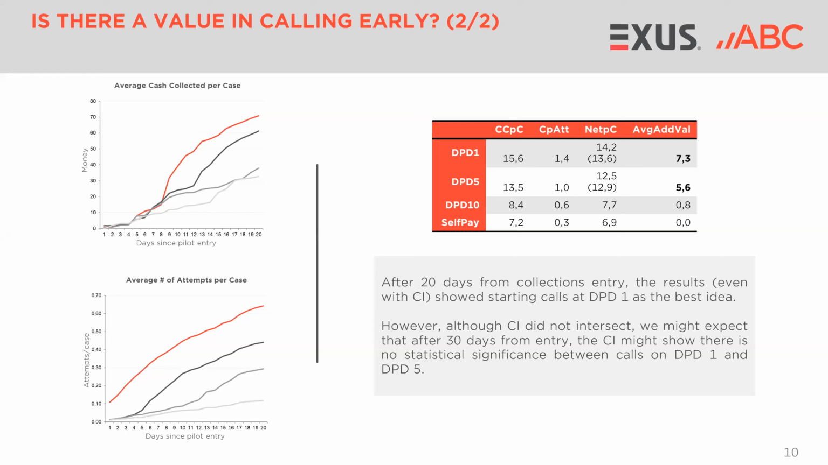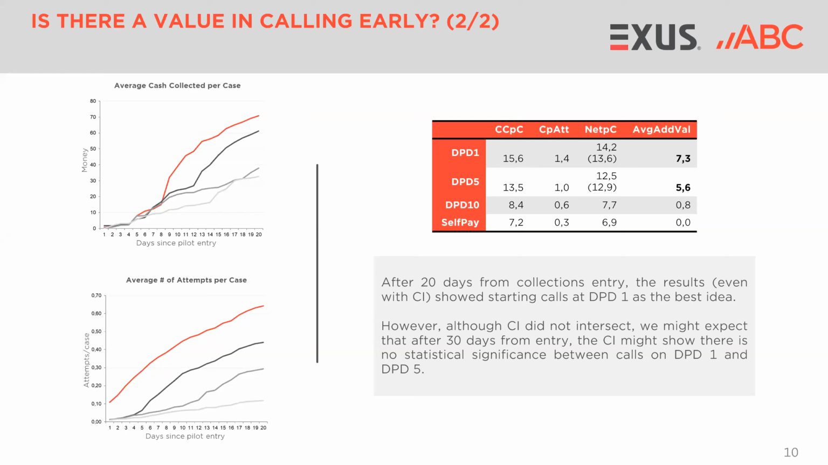The money in. You look at the table on the right, and CCPC is like cash collected per case. CPATT is cost per attempt, and net PC is basically the net benefit. Now, when we take the average added value, the average added value is basically taking the self-payment and seeing the difference between the self-payment and the net benefit, right?